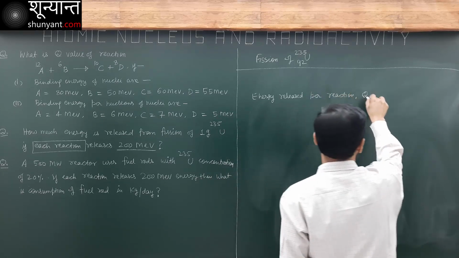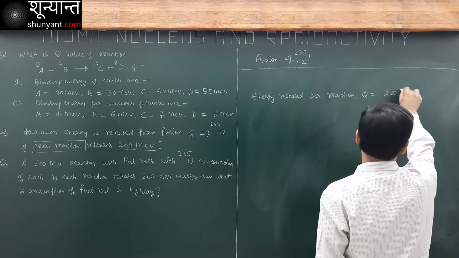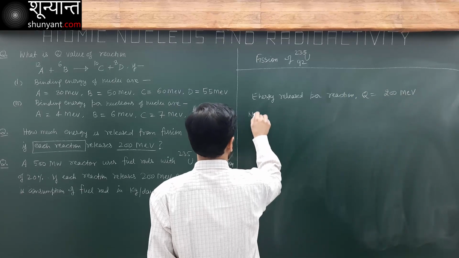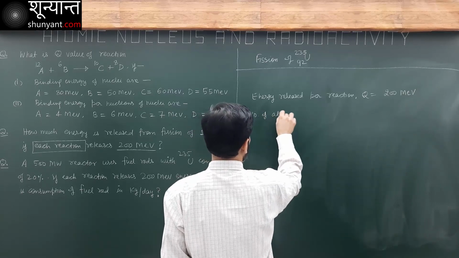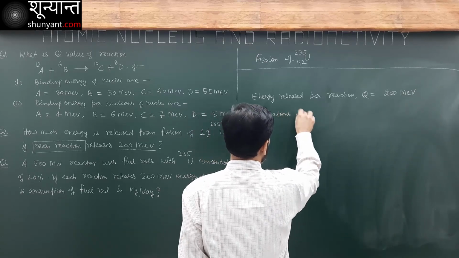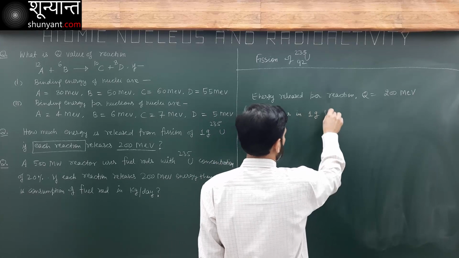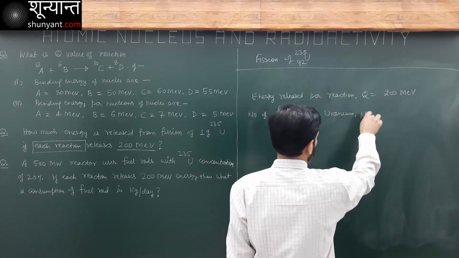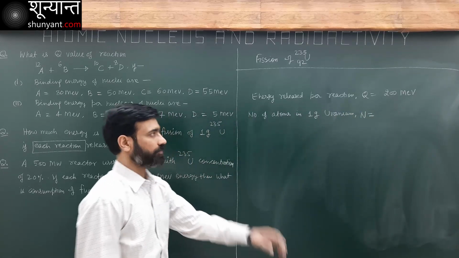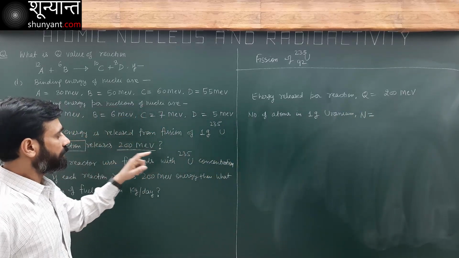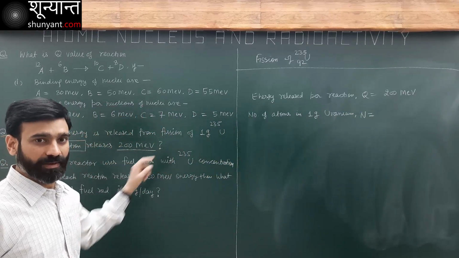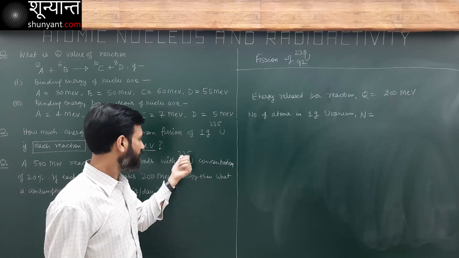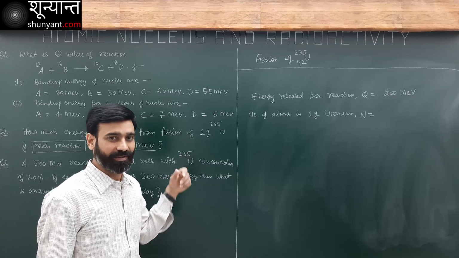Let me write it as Q. This is 200 mega electron volt. The number of atoms in 1 gram of uranium, N, is equal to the number of atoms. The atomic mass is given as 235. This is actually not atomic mass, this is mass number.